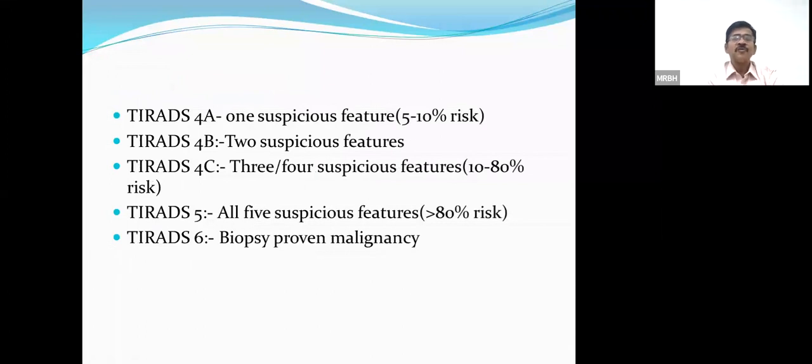THYROID 4A is when only one suspicious feature is present. There is a 5 to 10% risk of malignancy. THYROID 4B, when 2 suspicious features are present. THYROID 4C is 3 to 4 suspicious features of malignancy. In THYROID 4A, B and C, there is a 10 to 80% risk of malignancy. THYROID 5 is classified when all 5 suspicious features are present, where the risk of malignancy is 80%. If you get a report of THYROID 6, that means it is a biopsy proven malignancy. Next.